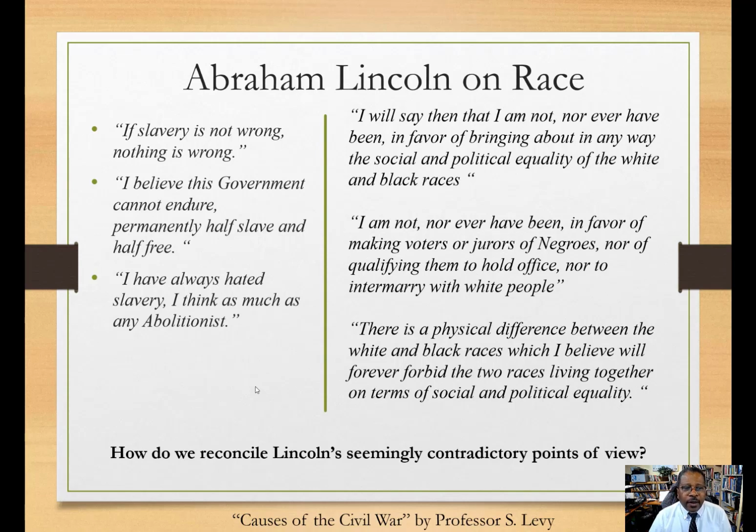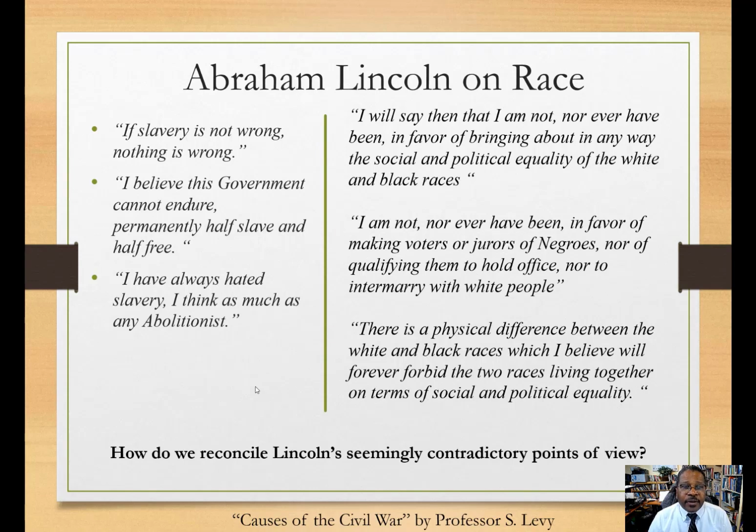For instance, he said, if slavery is not wrong, then nothing is wrong. Right? Very clear. He says, I believe this government cannot endure permanently half slave and half free. He gives that at the Cooper Union speech in New York, right? That we can't continue to go on the way we have, half the country slave, half the country free. We're either going to be all one thing or all the other. And he said, I have always hated slavery, I think as much as any abolitionist. So although he wasn't himself an abolitionist, he said he hates slavery.